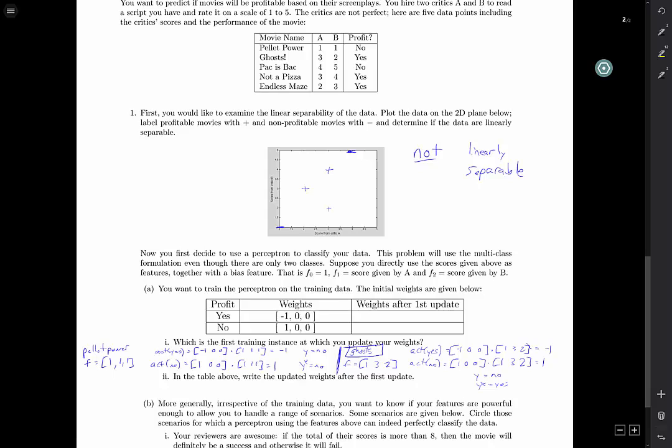So we know that because we want to increase the likelihood of yes, we do w yes plus the feature vector. So that's going to be 1, negative 1, 0, 0, plus the feature vector, 1, 3, 2. So that'll give us 0, 3, 2. And we want to decrease the likelihood of no, because that was incorrect. So w no minus f, which equals 1, 0, 0, minus 1, 3, 2. So that gives us 0, negative 3, negative 2.